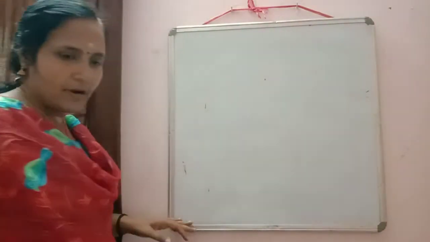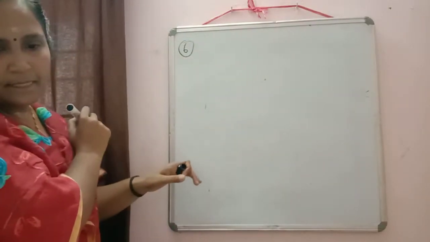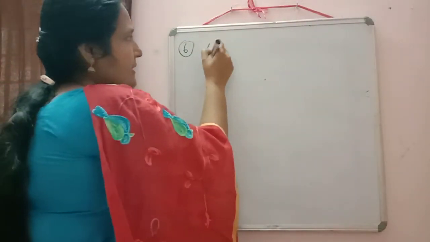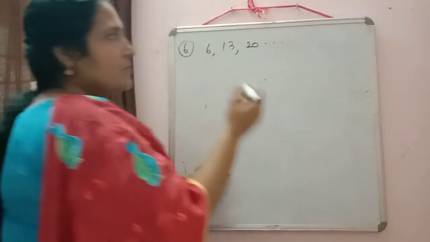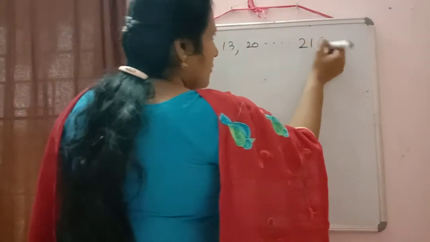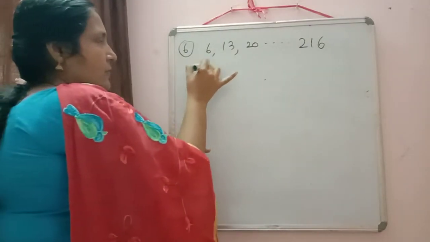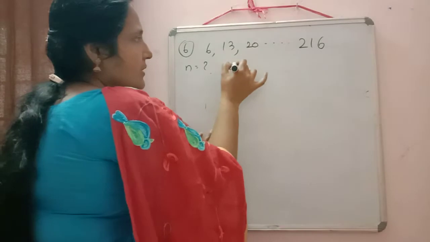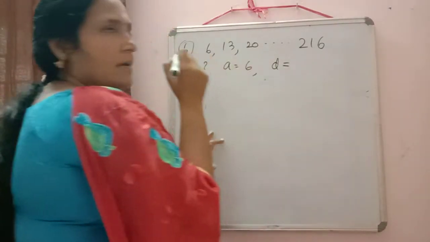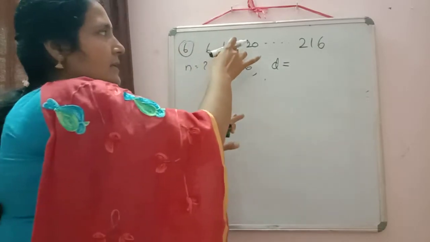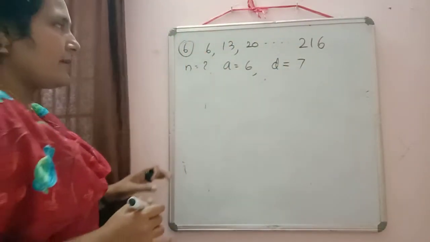Again, same type, one more question we will discuss. How many terms are there in the AP 6, 13, 20, etc., 216? How many terms are there in this sequence? Again, n we have to calculate. A is equal to 6. D is equal to 13 minus 6, 7. D is equal to 7.